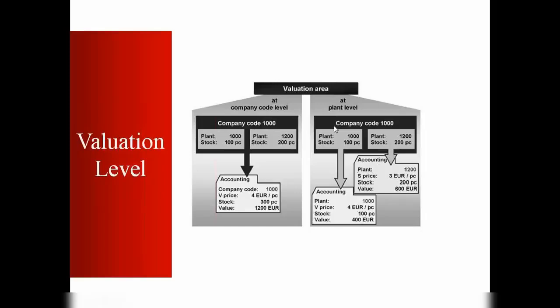So here we're just looking at the plant specific, or we can say we want to value from company code level. So company code level will add all the plants, all the stock, and total value will be given. Here it will be divided between all the plants. So that's only the difference from which level you want to see. Okay, there's one thing.